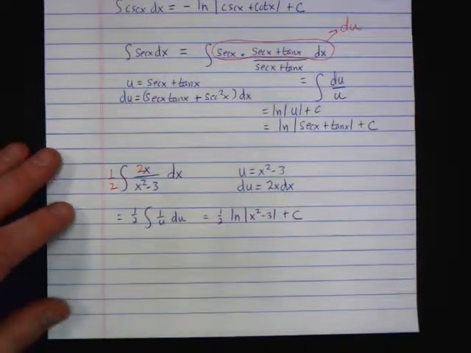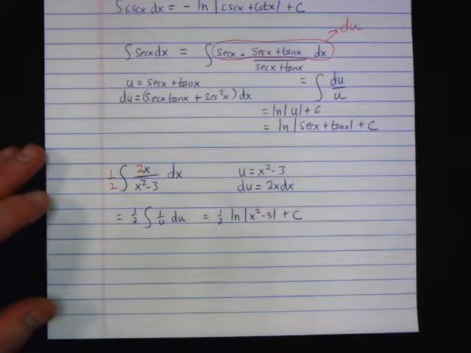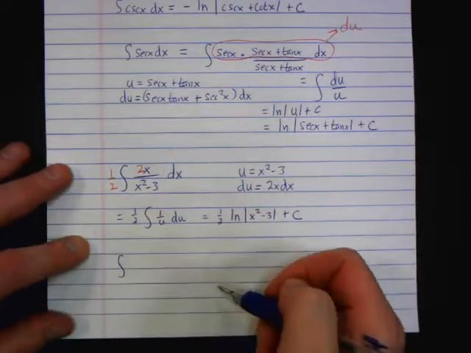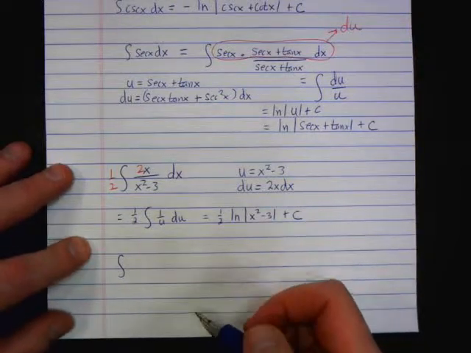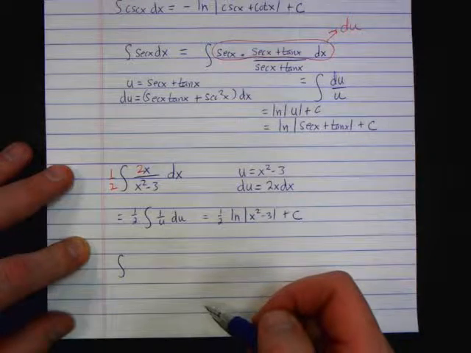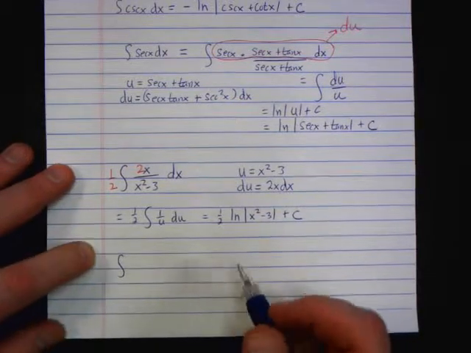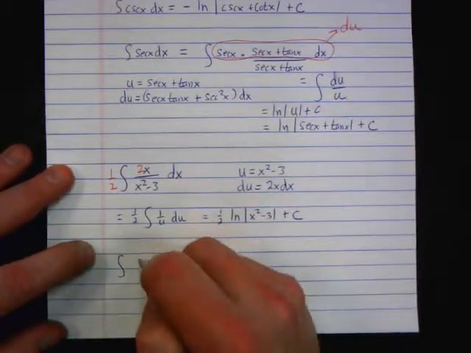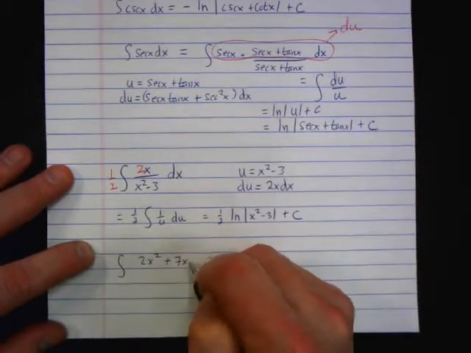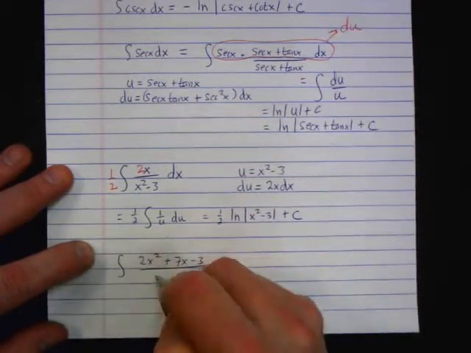All right, let's try another fun one. Here's one that is similar to the one you were asking me about, Charles. How about the integral of... you want me to do that exact one? Sure, read it off to me. 2x squared plus 7x minus 3 over x minus 4.